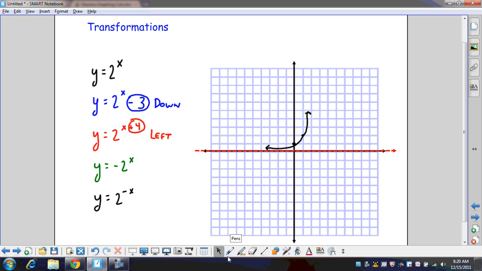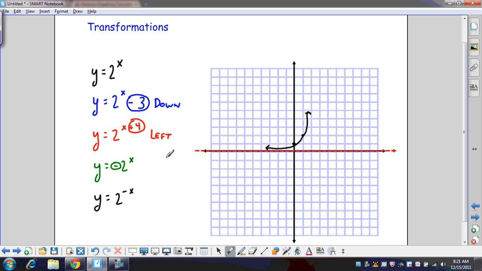Okay, let's move on to the green one. What if I had y equals negative 2 to the x? Oh, let me undo that for just a minute. I only want to erase the red one. Okay, there we go. So now I'm going to move on to the green one. So now we're going to get into reflections. The bottom two, the green and then the black one on the bottom, those are reflections. And these can be a little bit tricky to keep track of.